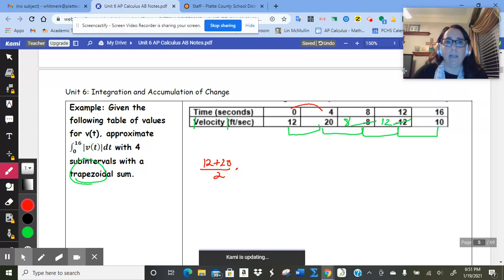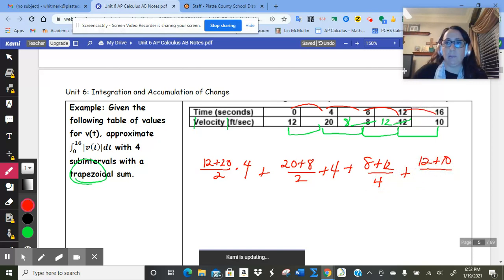Okay, so that height now is 4. Plus, average the 2 bases, and multiply by the height. Plus, average the 2 bases, multiply by the height, so that's a difference of 4. Plus, average the 2 bases, and multiply. Average the 2 bases, multiply by the height, average the 2 bases, multiply by the height.